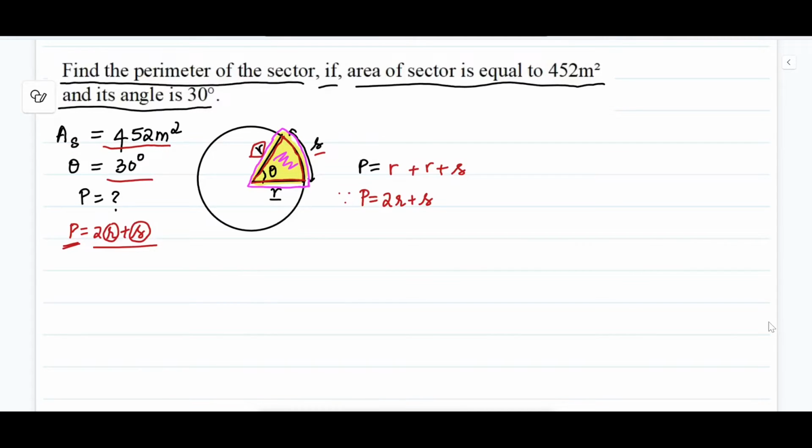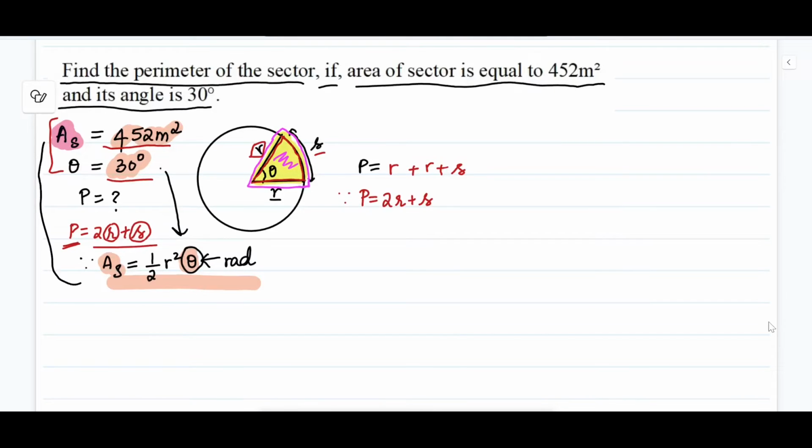When we look into these two values, there's a standard formula for finding the area of the sector. That is, for all, area of a sector is equal to half r square theta. And in this formula, theta is always in radians. We have the value of the area of the sector, that is 452 meters square, and we have the value of theta, but it is in degrees. We have to convert to radians. We can substitute these two values here and find the value of the radius, which is required in the perimeter formula. But we still don't know the value of s.